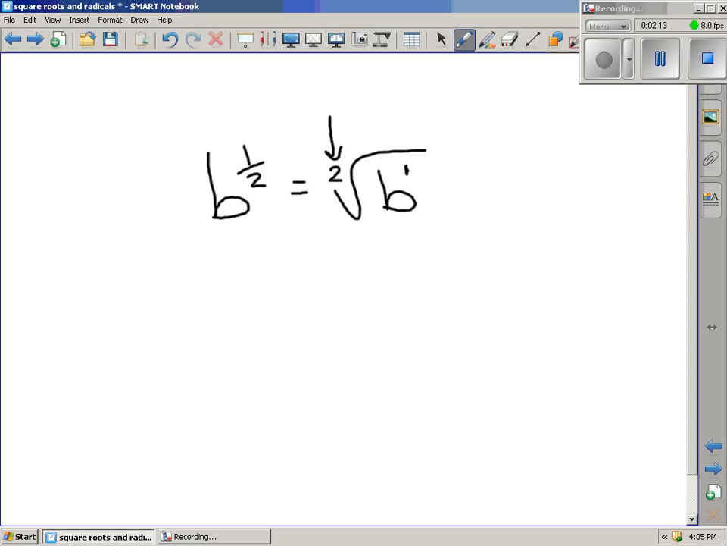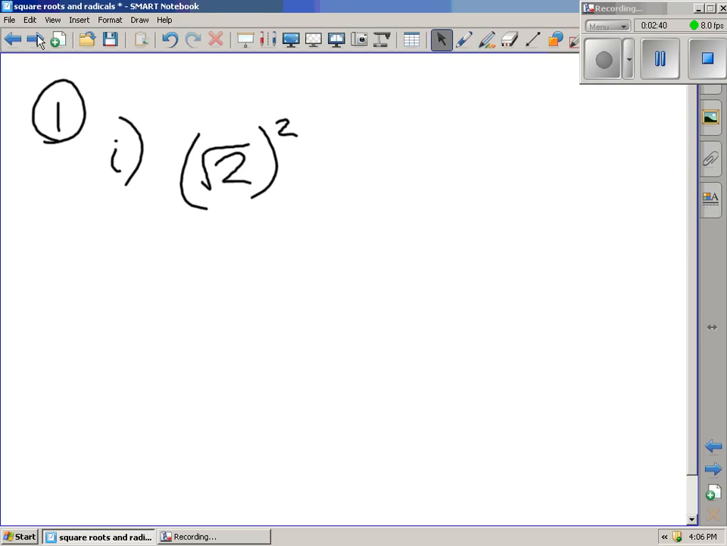So when you're going from here, where we have a radical, and you're going to change it back so that it has an exponent that is a fraction, what you can do is take the power that's here and put the root in the denominator here. So b to the power of 1/2 is equal to the square root of b. All right, now let's proceed to the problems in number 1.